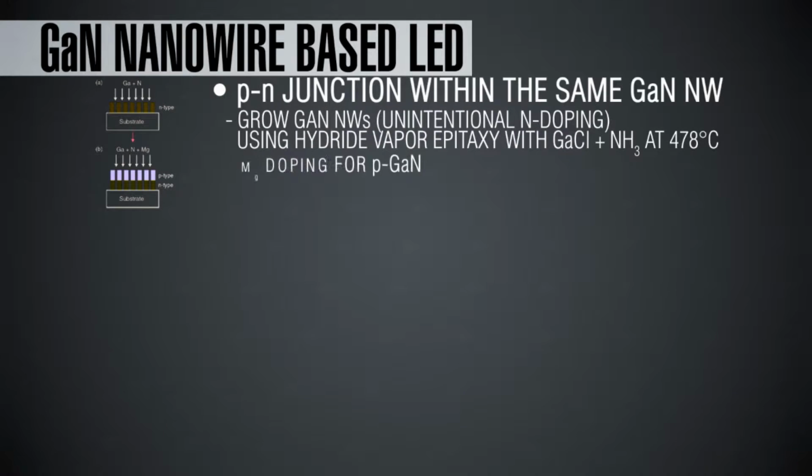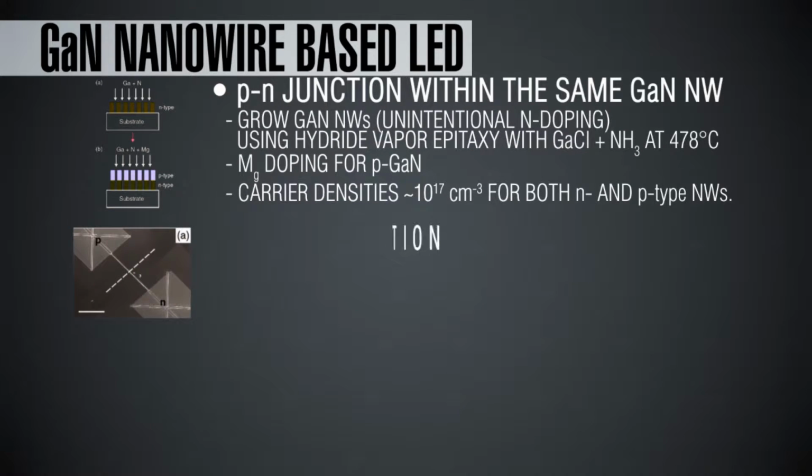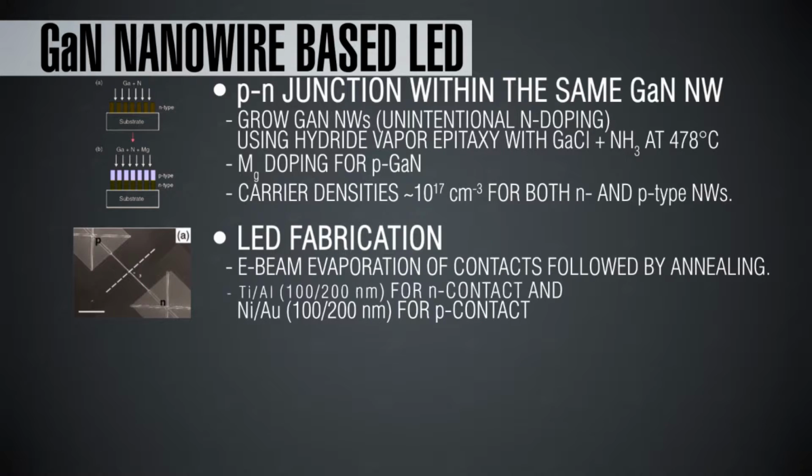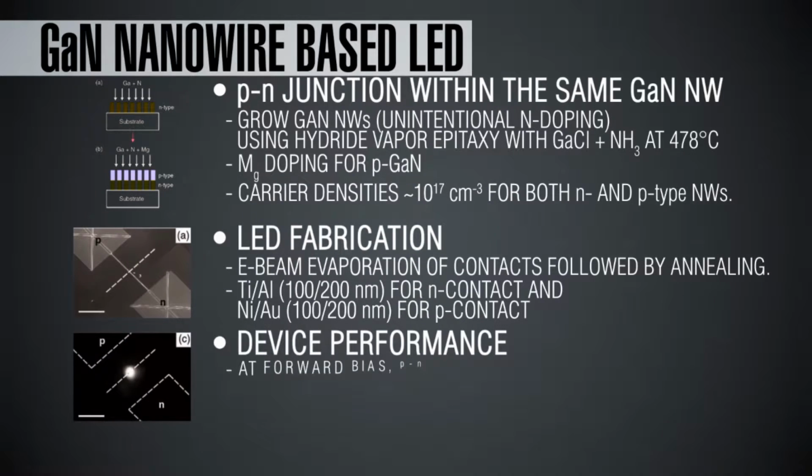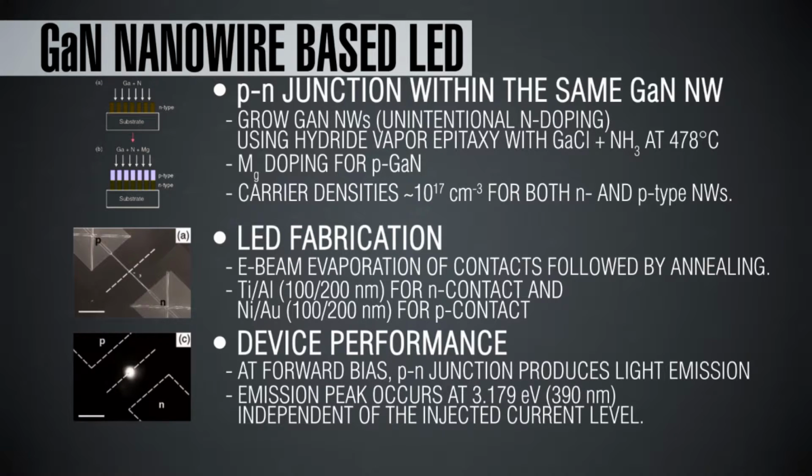The next one is a gallium nitride nanowire-based LED. In this case, the gallium nitride structure is grown and a p-n junction was created within the same nanowire. First you start growing gallium nitride nanowire using the vapor liquid solid technique, and the as-grown nanowires are n-type doped. This was using a gallium chloride and ammonia system, at approximately 400-plus degrees centigrade. And then after a certain point you start introducing magnesium vapor, which provides p-type doping. So this is how you create a p-n junction.